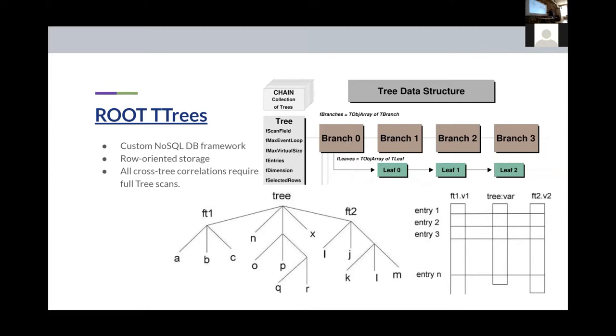And so you can see the problem that we're going to run into, right? You have a tree, and that tree has two friends, and those friends have leaves. And let's say I want to correlate something on my M leaf with something on my B leaf. Well, it turns out what they've implemented is a row-oriented database with a NoSQL framework, all custom. And so if I want to do essentially a join between this table and that table on one of the rows, I have to serially move through the entire tree.